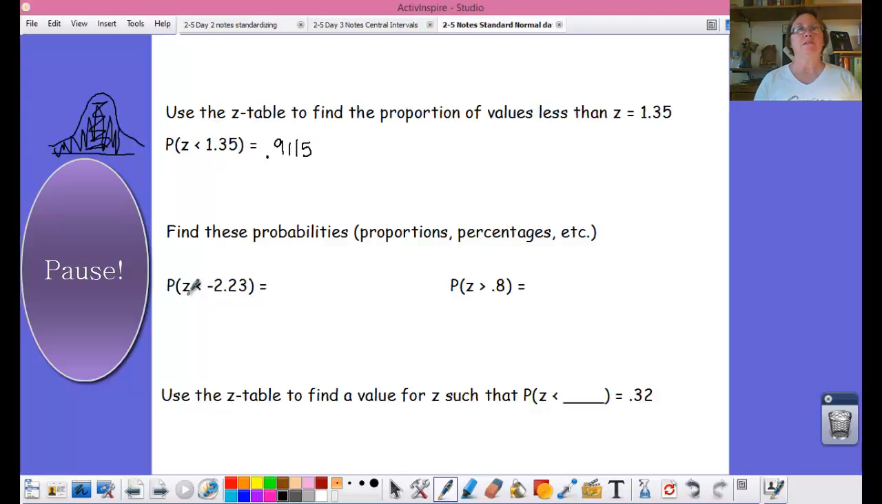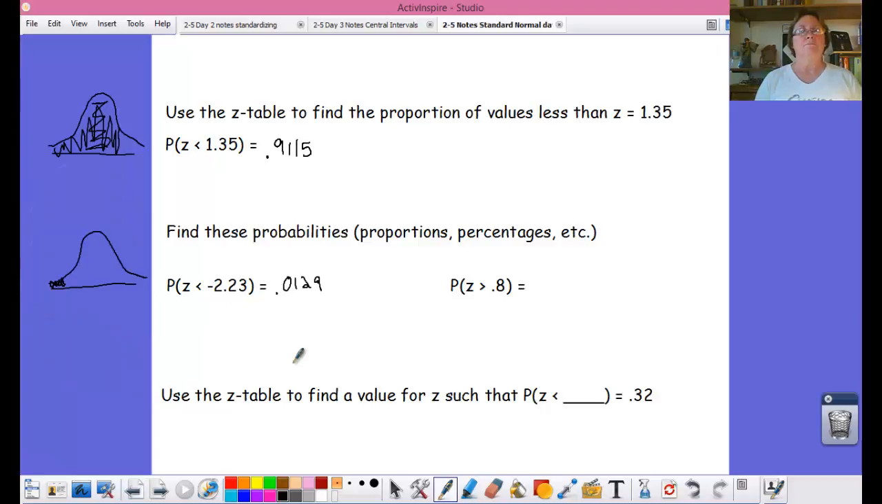Now it's your turn. I'm going to ask you to pause the video and find the probability that z is less than negative 2.23. You can see my work here. I looked on my z-chart. I read at the negative 2.2 row, the 300ths column, that the probability that I get less than that z-score is very low, about 1.29%. Usually I leave these things as decimals. I don't write them as percentages, although many do.